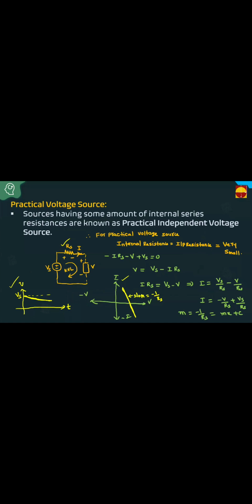Here, practical voltage source and ideal voltage source. Next, independent current source. The current source which can deliver constant current to the circuit, as it is independent of the load. Independent voltage sources deliver constant voltage. Independent current sources deliver constant current. That is nothing but an independent current source.